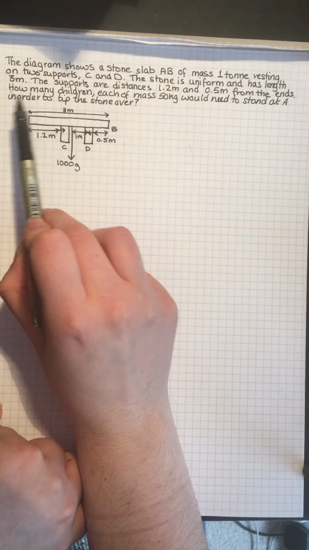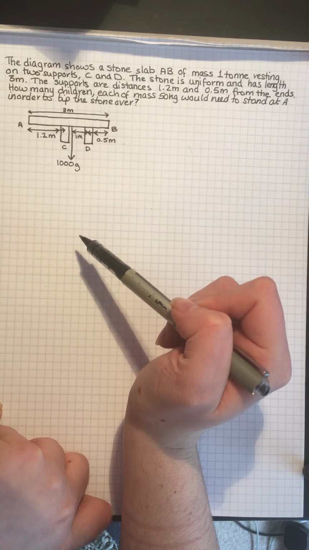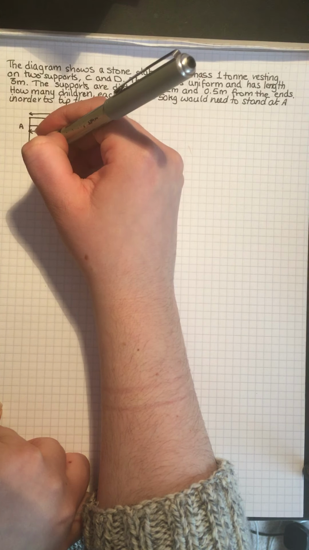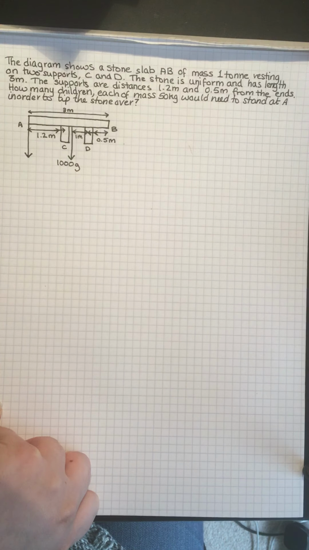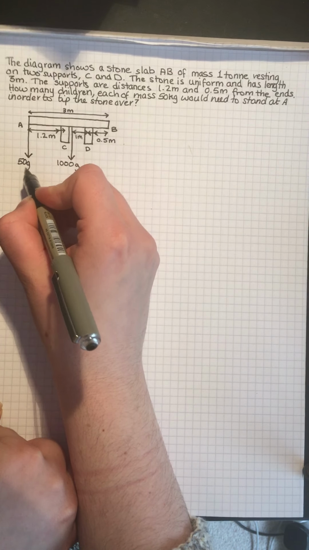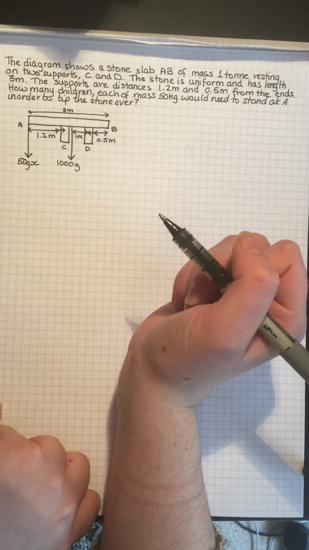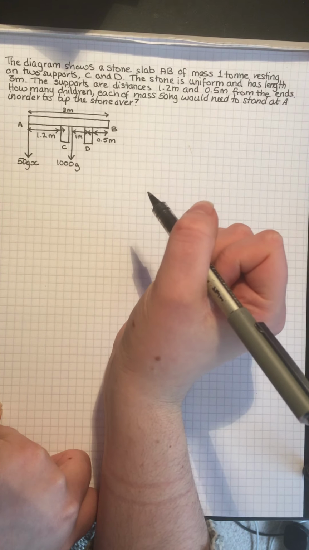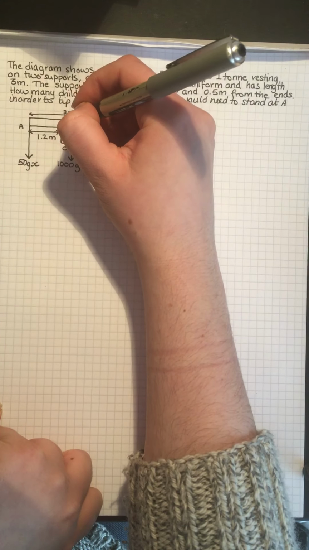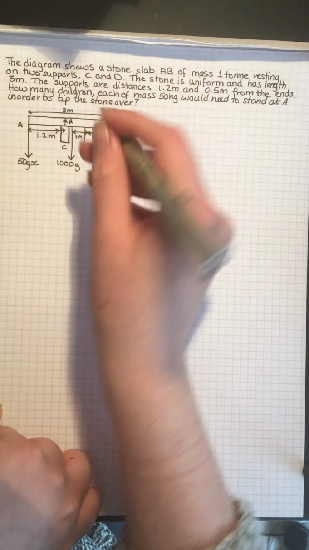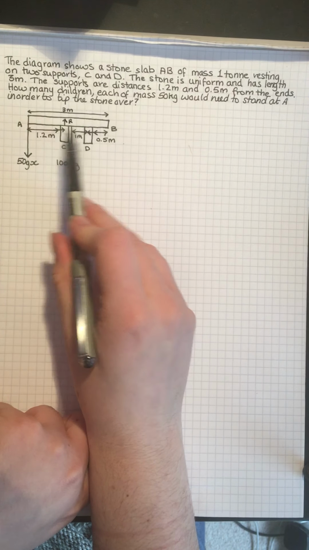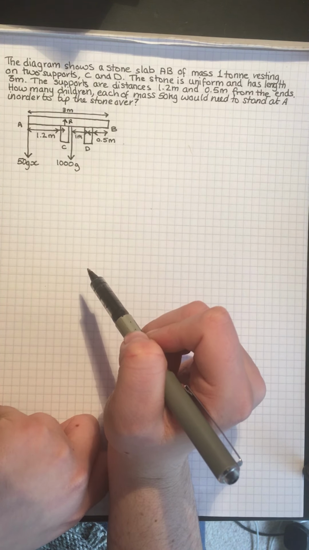Okay, how many children of mass 50 kilograms would need to stand at A to tip the stone over? So if the children are here, then they will be exerting a force here, and we'll say we don't know how many children, so we'll say that their combined weight will be 50 G X. Okay, X is our unknown number of children. And if it's about to tip, if they're weighing it down over here, it's going to be tipping about C, so there'll be a reaction there. But if it's actually about to tip, there won't be a reaction at D, or the reaction at D would be 0 because it would just be not resting properly on D anymore.